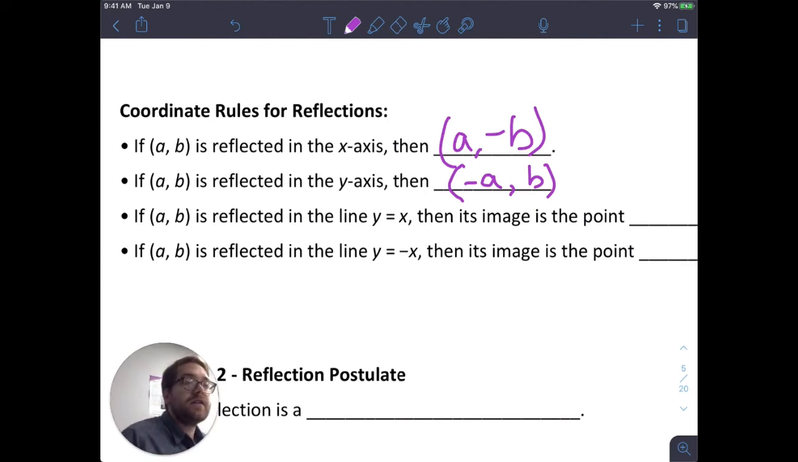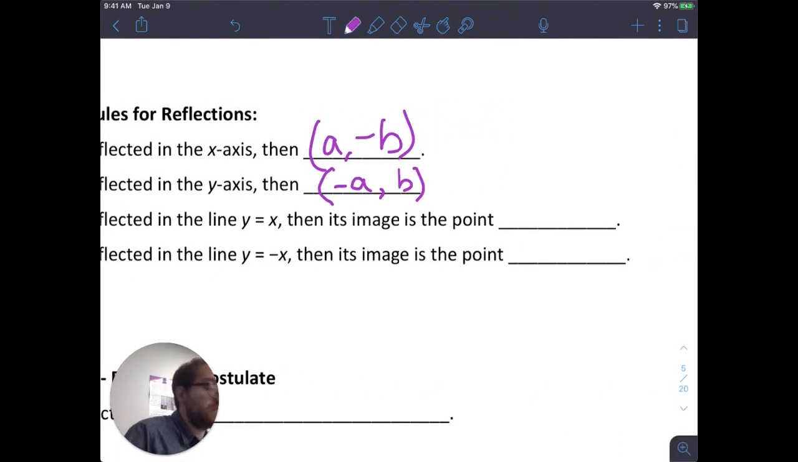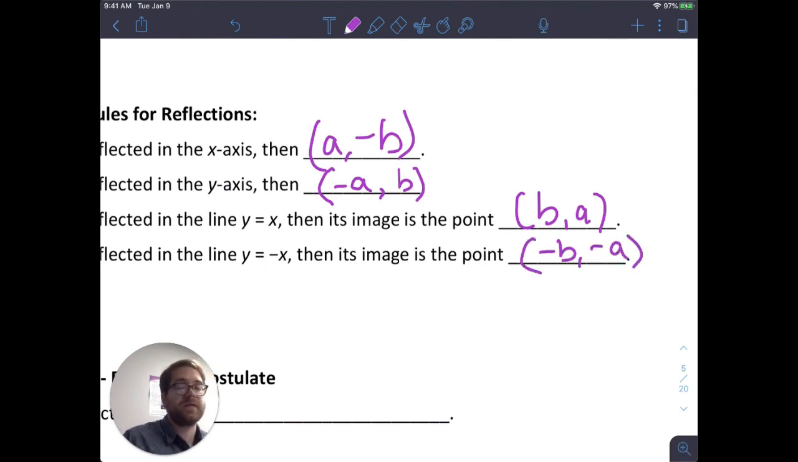All right, and then if the points are being reflected in the line y equals x, that diagonal line we looked at, then its image points flip. Okay? So it's (B, A). And if it's being reflected in the line y equals negative x with that negative slope, then they flip and they also change signs. Okay, so it's (negative B, negative A). So that's a quicker way of recognizing where the reflection or where the image is going to be, because you can look at each of the points and just change their signs or flip them, and then you can graph those points onto the coordinate plane.